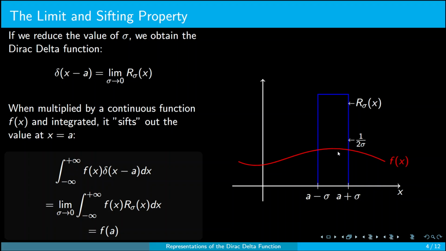Here it is a little thicker, but for a Dirac delta function we find a peak here, at a. So we can just replace the value with a, such that it becomes f of a, and the integration from minus infinity to plus infinity of r sigma x, in the limit sigma tends to 0, becomes 1. So we are left with f of a. This is the shifting property.